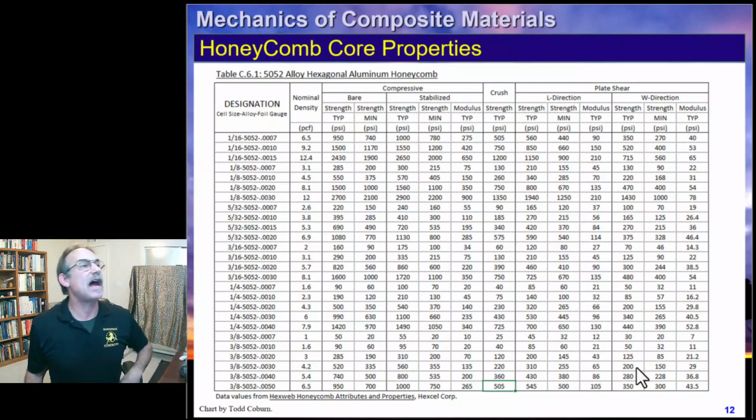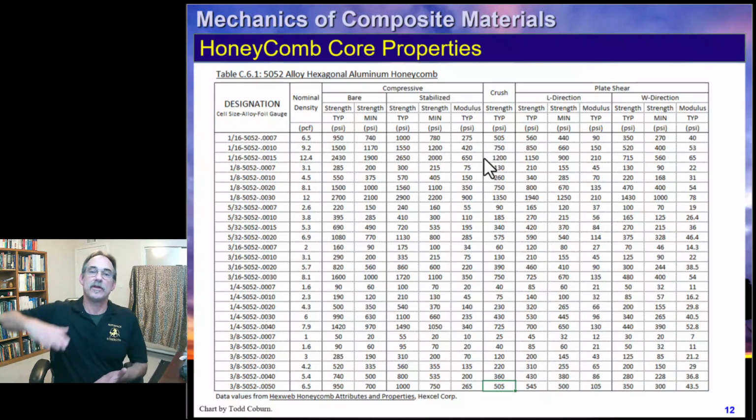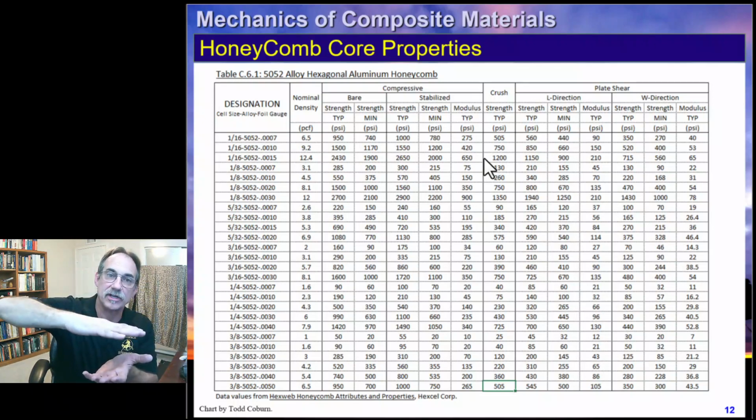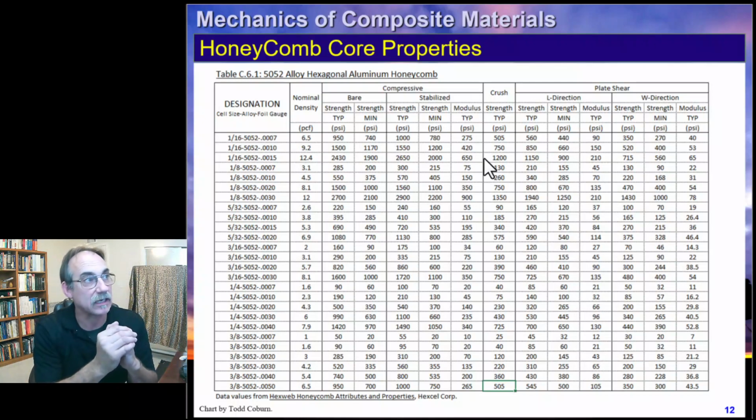You can see we've got compressive strength, the bare strength, and the stabilized strength. That has to do with the transverse crushing of the material. That bare is like that first little peak. We'll talk about this a little more next lecture.